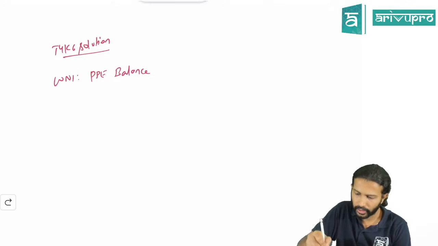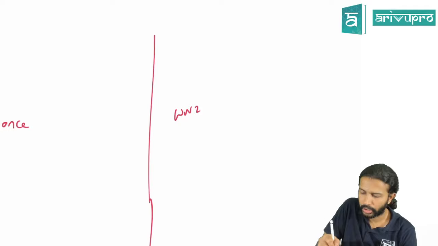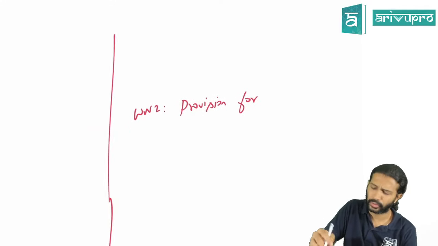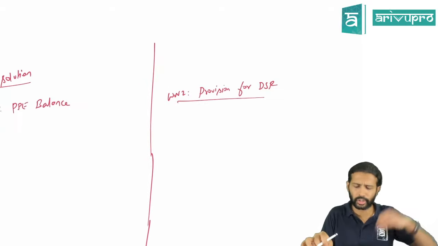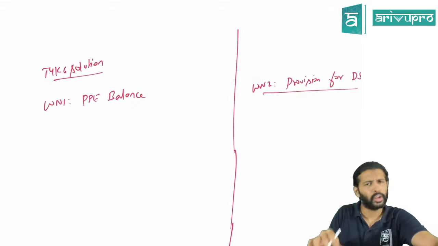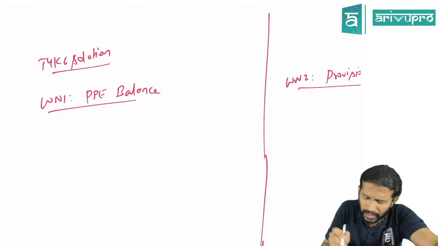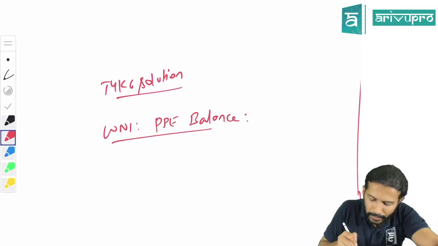And the second working note I require, parallelly I'll also do working note number 2, provision for DSR account. I'll show it as a working note: provision for decommissioning and site restoration cost. Only if you put this working note for the 4 or 5 years, your solution is done. That's all you require. Maybe one more if required. Let's see. Okay. So let's find the PPE balance first.